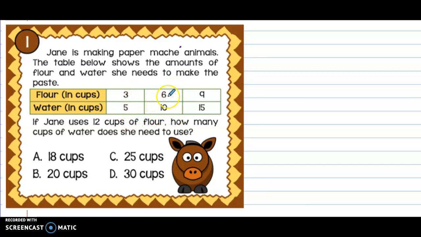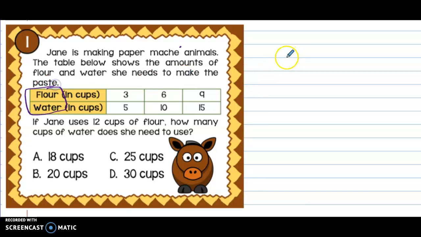And then depending on how much paste you need, this is a ratio table going up. So the table below shows the amounts of flour and water she needs to make the paste. If we know that Jane uses 12 cups of flour, how does she keep the paste proportionate so that she doesn't make it too watery or too pasty with the flour? So we can set up a proportion, and like I said before the long break, here's your proportion in words.